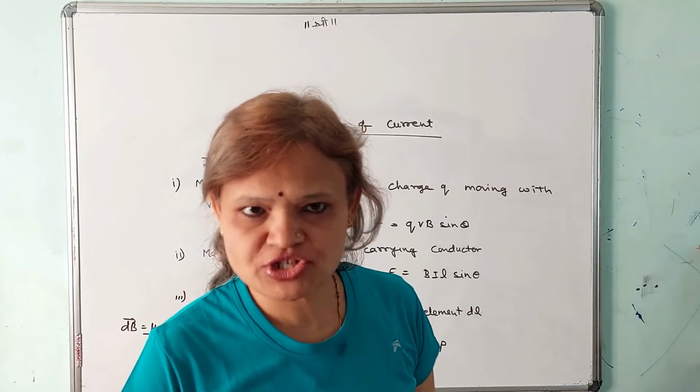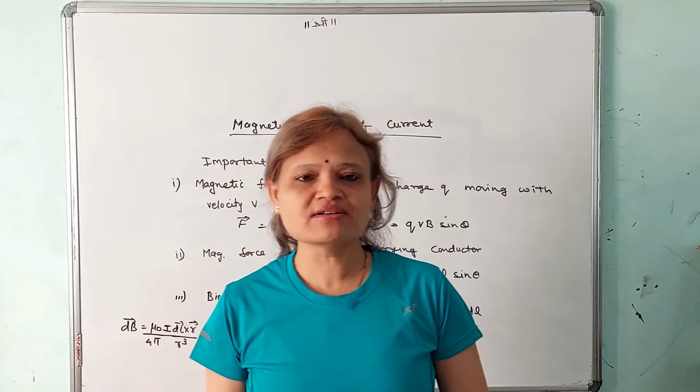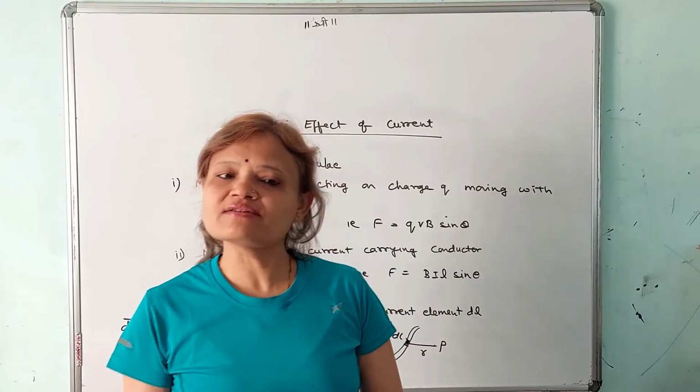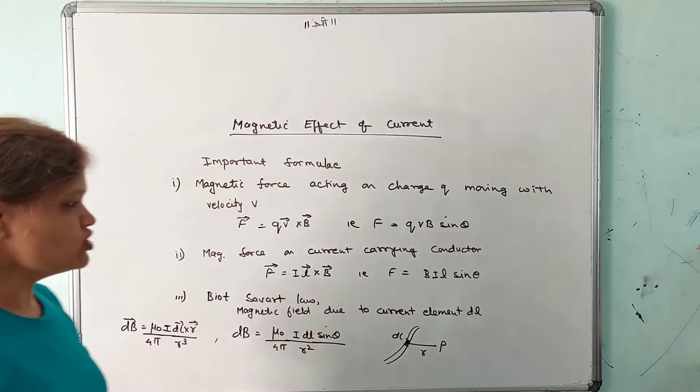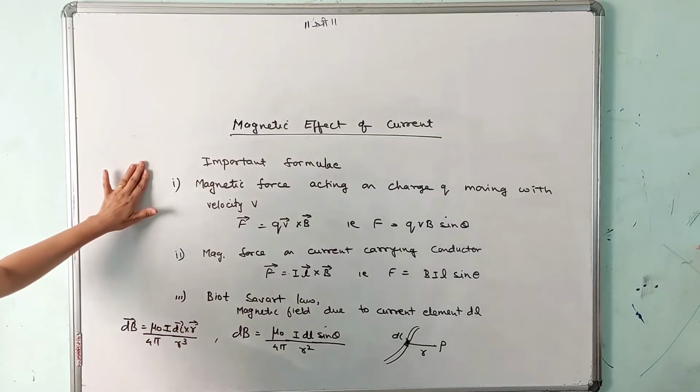We are going to do derivations of magnetic field due to current in a straight wire, due to current in an arc, and current in a circular loop. Before that, we will see some important formulae.